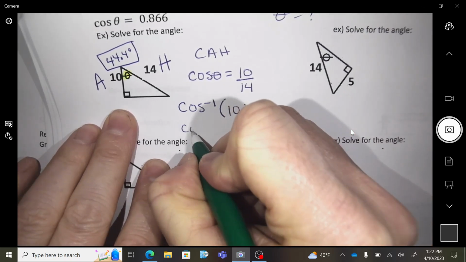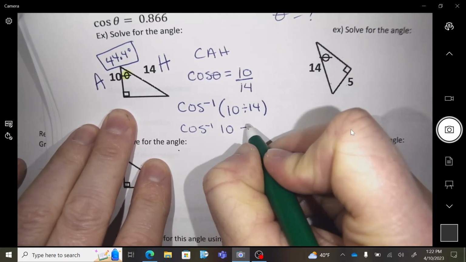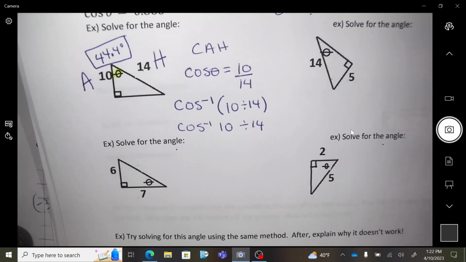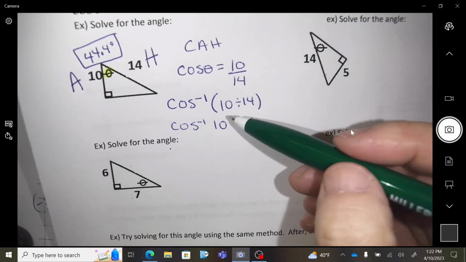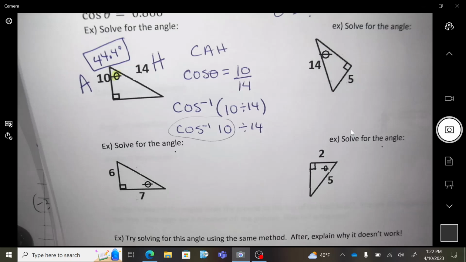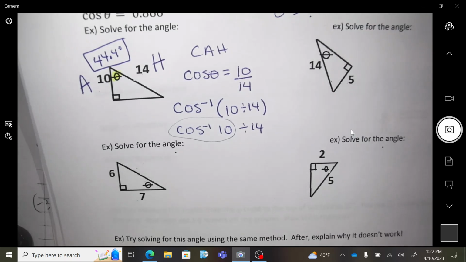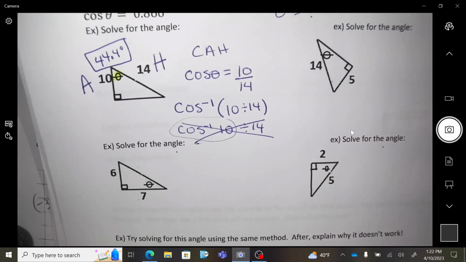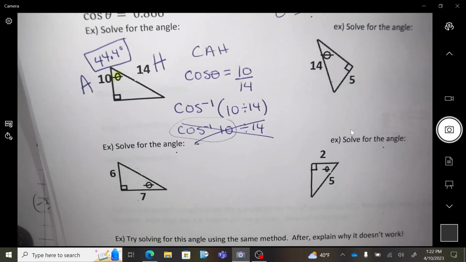If I had done this, do you understand that that would be incorrect? Yes. Because your calculator would be doing the cos inverse of 10, and then taking that and dividing it by 14. Do you understand that that would be wrong? So you need brackets on that, right? Because you want to do the cos inverse of 10/14.